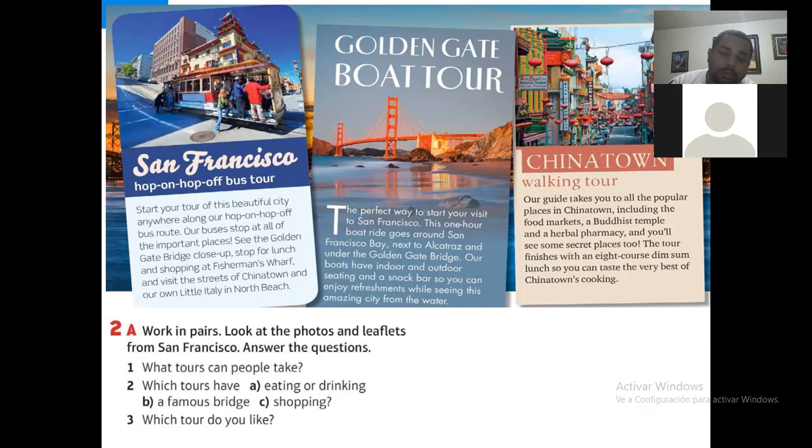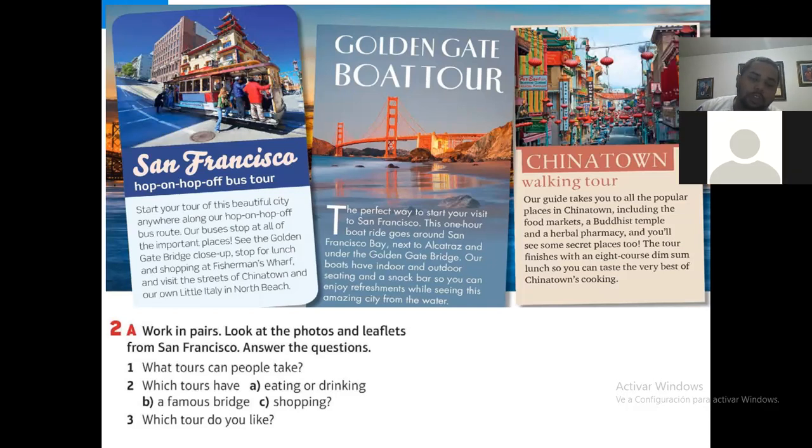Okay. So let's see number two. Work in pairs. So look at the photos, okay, at the left from San Francisco. And then now let's answer the question. So I want you to look at it. Do let me know if you can see it well. Look at the photos.